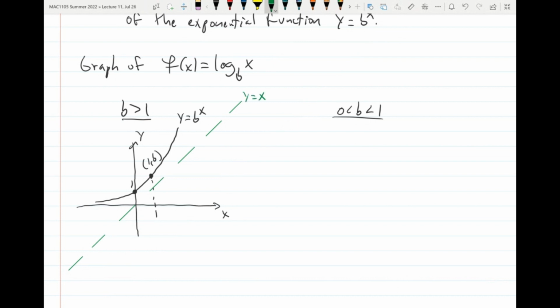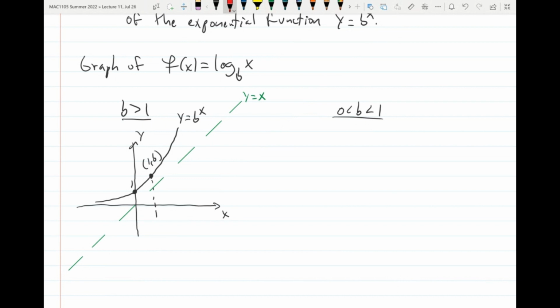Remember that the exponential function comes with a horizontal asymptote, right? The x-axis, the line y equals 0. So what happens when you do inverse? What happens to horizontal asymptotes? They become vertical asymptotes. So this time, instead of y equals 0, we're going to have x equals 0 as a vertical asymptote. Okay? This time the y-axis is a vertical asymptote, and now we just reflect the picture.